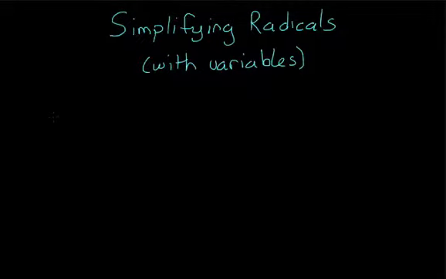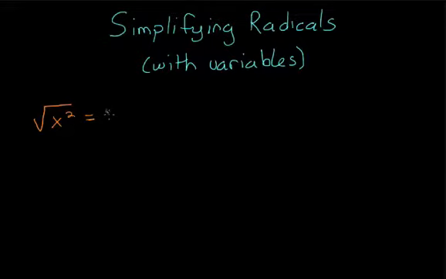Alright, so in this video we're going to extend the technique that we used in the previous video to simplify radical expressions to simplifying radical expressions that include variables. So let's take the simplest of these expressions, the square root of x squared. And we know that based on the definition of square roots, the square root of x squared is just the quantity that when squared gives us x squared.